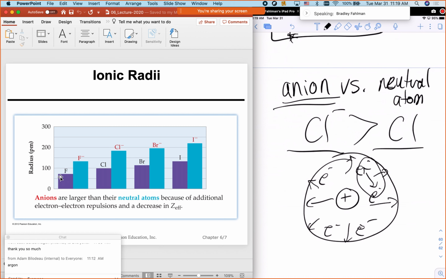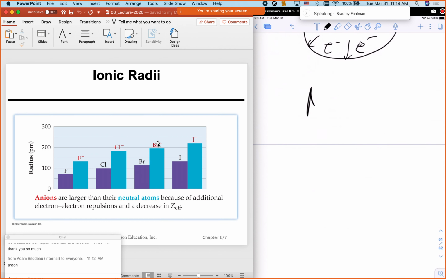Okay, so again, as you go down a group, you're seeing that increase even with the neutral and with the ions, but you're seeing greater increases in the radius as you add electrons. And this will be more dramatic as you add more electrons. So, for instance, N3 minus is going to be huge relative to just neutral N. All right, so that's the first periodic trend.